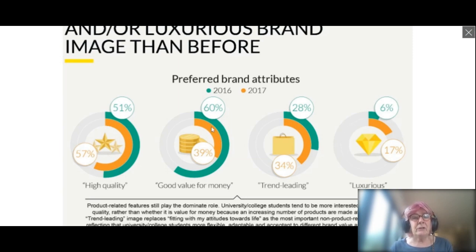Secondly, 39% of them wanted good value for money. Thirdly, 34% of them wanted to buy into brands that were trendy, that were on trend. And 17% were interested in luxury. It's interesting to look back at 2016 and see how these things do change over time, and they will have changed again. So it's important that when we're doing market research, we get the most up-to-date figures.